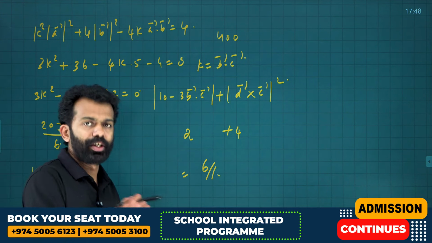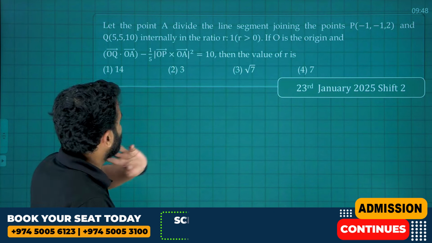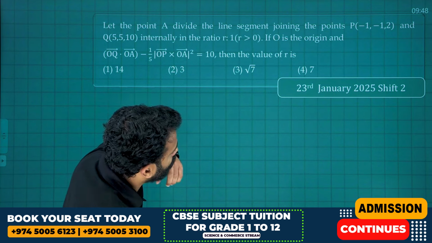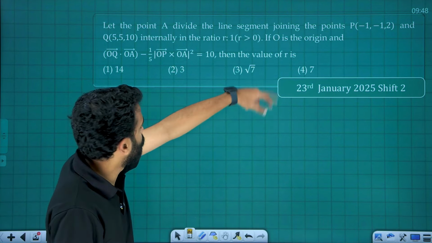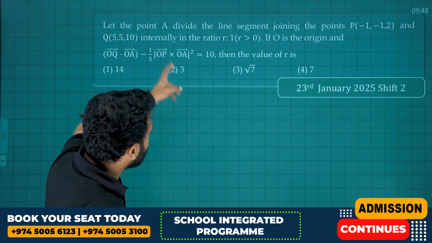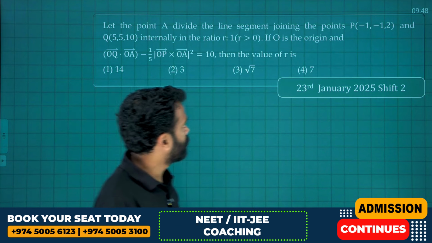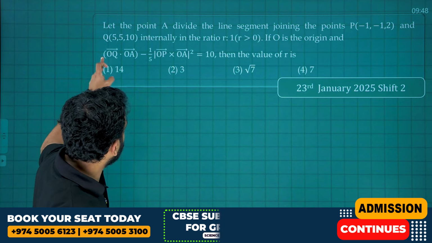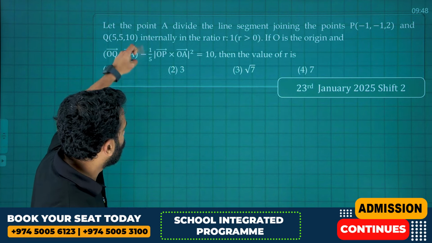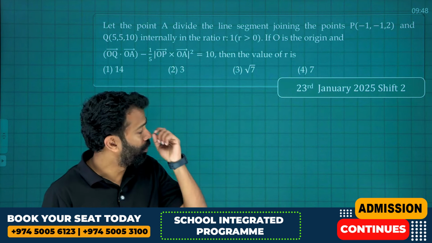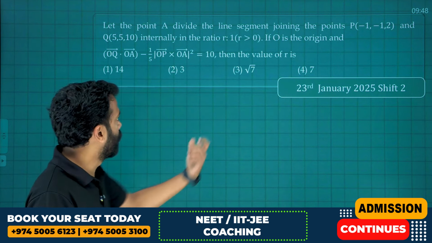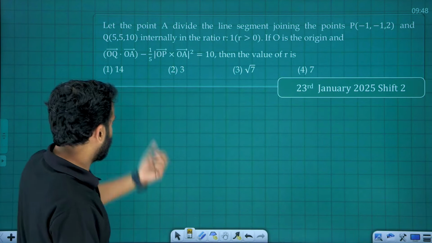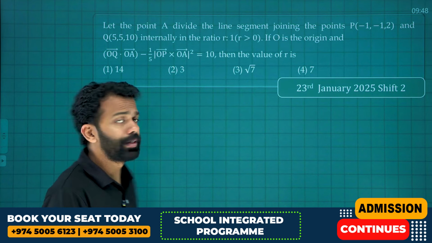Now, let's move to the next one. Okay, another easy question. I think the calculation is a bit more in here. Let the point A divide the line segment joining the points P(-1, -1, 2) and Q(5, 5, 10) internally in the ratio r is to 1. It is given that r is greater than 0. If O is the origin and the magnitude of vector OQ dot vector OA minus 1 by 5 into vector OP cross vector OA, the whole square, is equal to 10, then you need to find the value of r. Okay. A very basic algebraic question, and let's try and solve this.